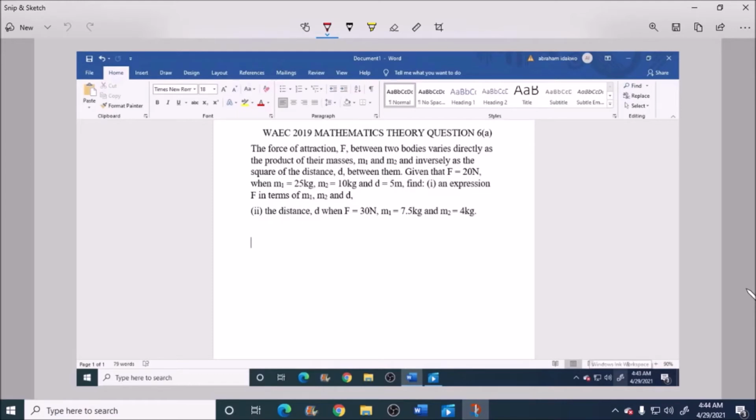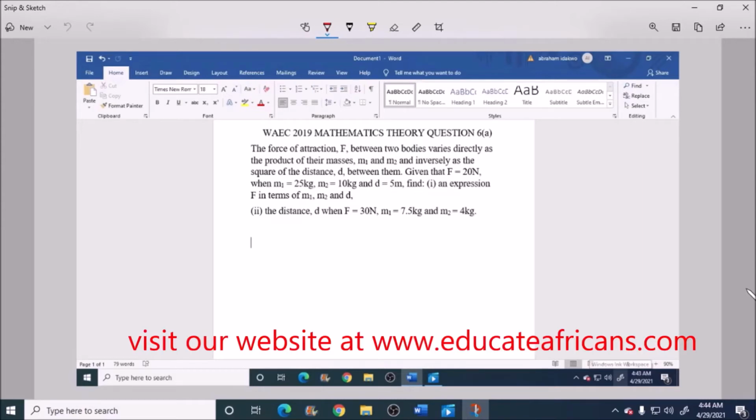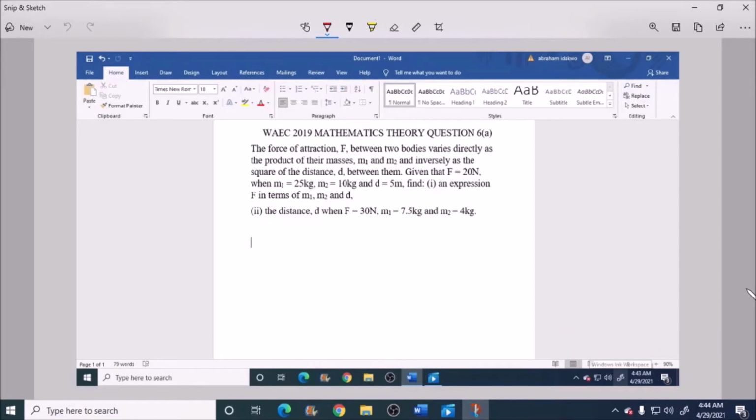Find one, in Roman figure, an expression for F in terms of m1, m2 and d. Then two, in Roman figure, the distance d when F is equal to 30 Newton, m1 equals to 7.5 kilogram and m2 is equal to 4 kilogram.